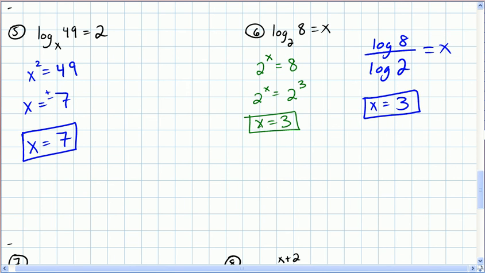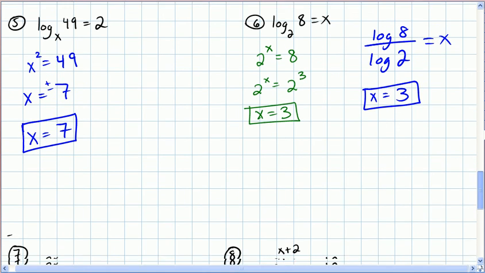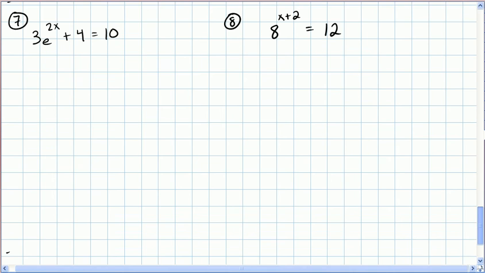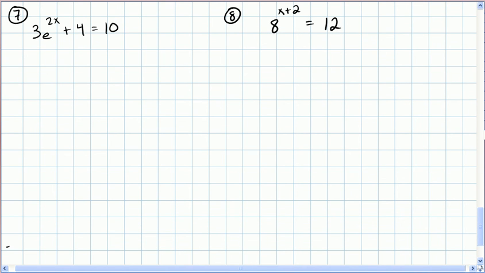Alright, last two, 7 and 8. Again, try these on your own first. I'm just going to subtract 4 from both sides. We should get 3e to the 2x equals 6. And divide by 3. We get e to the 2x equals 2.